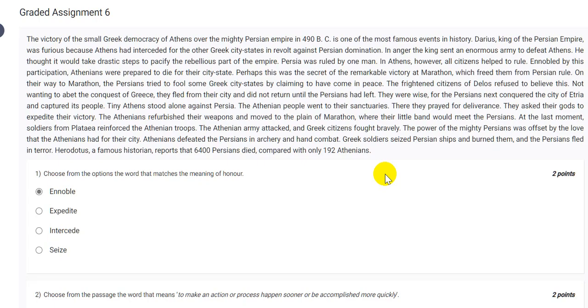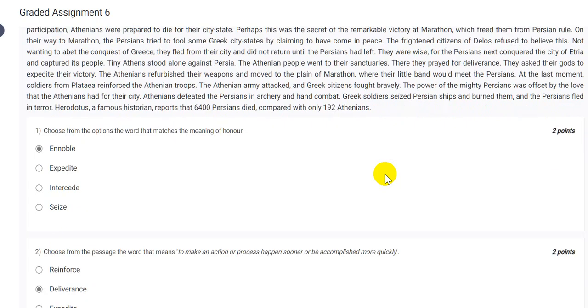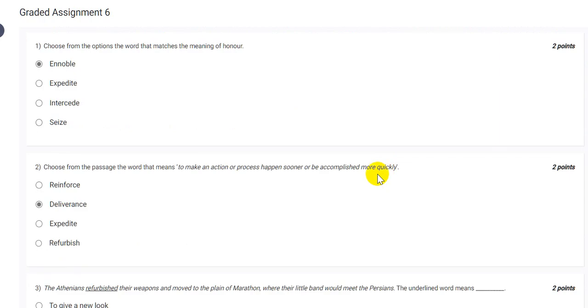Yeah, very good morning to all of you. So, in the English Week 6, we can see that a passage is given based on which 5 questions are given, right? But from an exam point of view, what we are supposed to do is always go through the questions first. On observing the questions, let us see: choose from the options the word that matches the meaning of the honor.